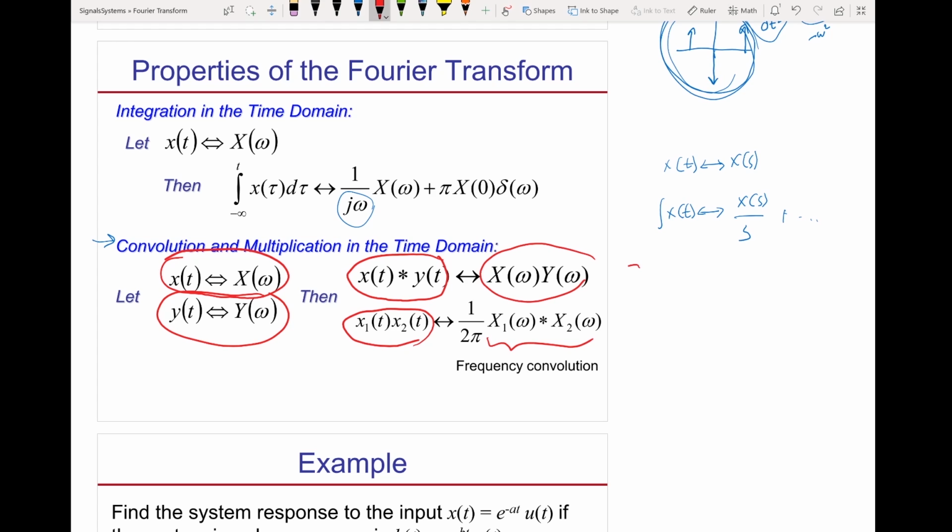We use this property for system analysis. Remember, if you have h of t and an input x of t, you get y of t, which is just the convolution of x of t and h of t. In the frequency domain, the convolution of these two, x of t with h of t, becomes just a multiplication, so Y of omega will be just X of omega times H of omega.